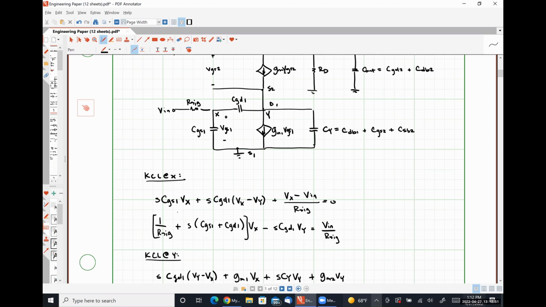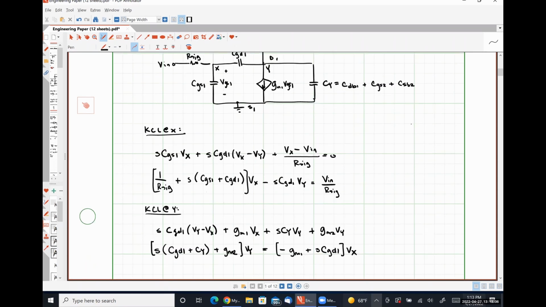Luke. I've been ignoring channel length modulation. Why wouldn't you include RD, since you didn't have to take that path to ground? Let's look at it.